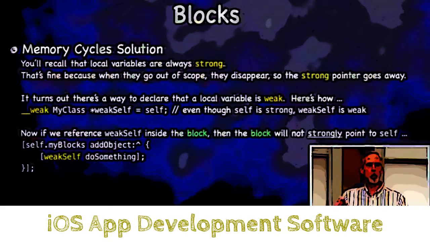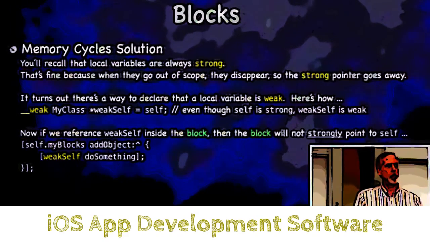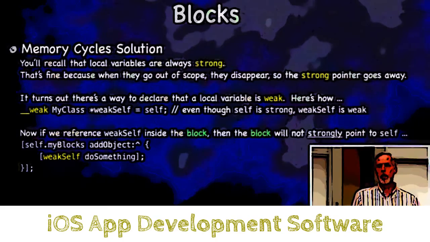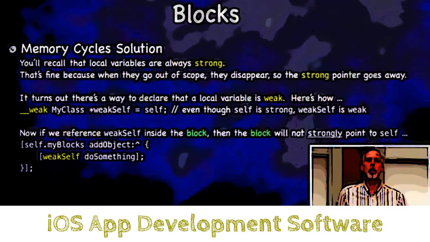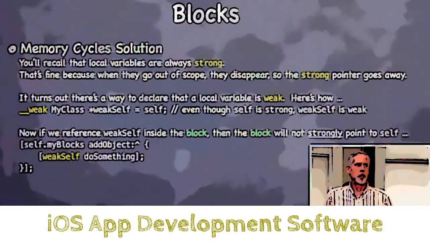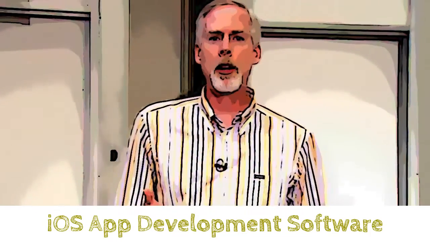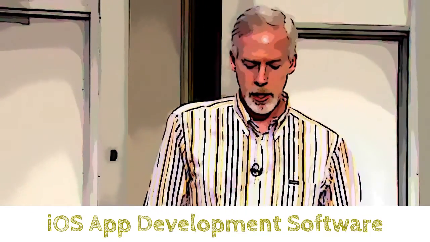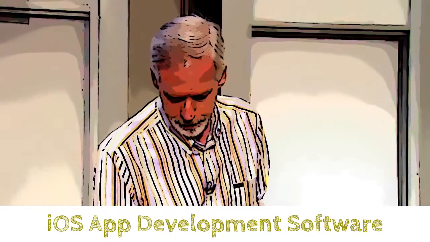I'll send do something to weak self, and now I don't have this cycle anymore, because the block no longer has a strong pointer to self. It has a weak pointer. So yes, we will do this. You might have to do it in your homework, depending on how you decide to implement it, and I will definitely do it in the demo today, so you can see how this works. This is really the only place we have these kind of cycles with ARC, with the automatic reference counter. It's not too bad. You just have to know it's there and deal with it.